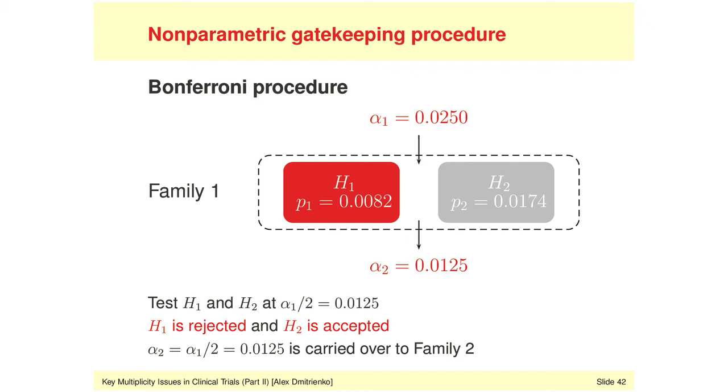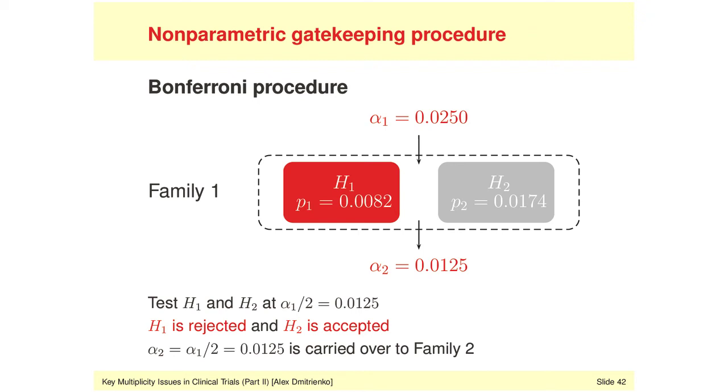As shown on this diagram, we're now focusing on the two hypotheses H1 and H2 in family 1, and we have two parameters. First of all, we have the alpha 1 parameter, that is the local alpha level that will be used within this family. That is the incoming parameter, if you will, and there's an outgoing parameter shown at the bottom of the box, that is alpha 2. That is the local level that will be applied in the secondary family.